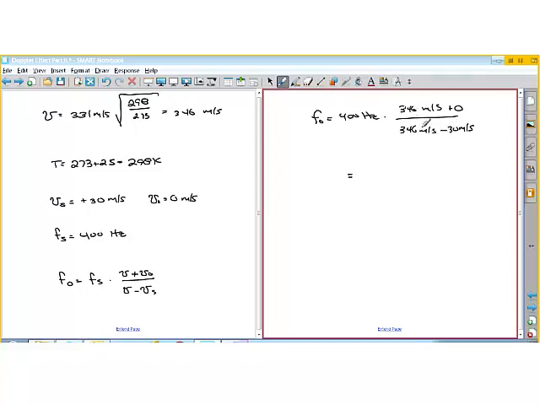What that'll do is make this denominator smaller than the numerator, which will give us a number greater than 1, which will increase the frequency, which is what we expected. So that makes sense. So we take 400 times 346 divided by 346 minus 30, and the observer hears a frequency of 438 hertz. Okay, so that's kind of an example for you.